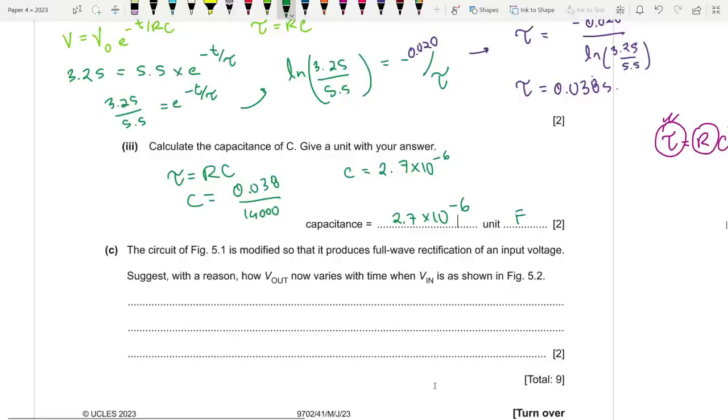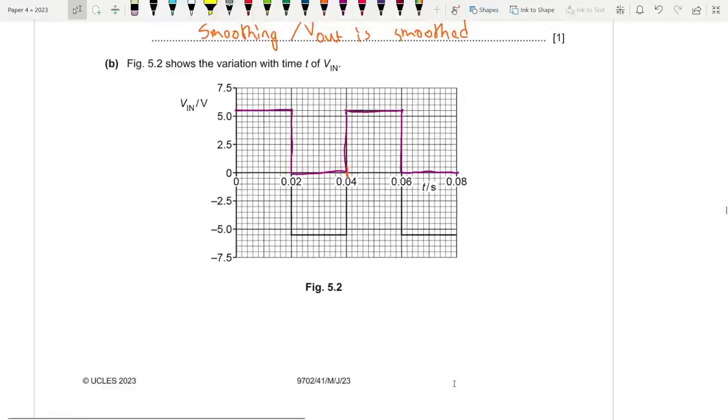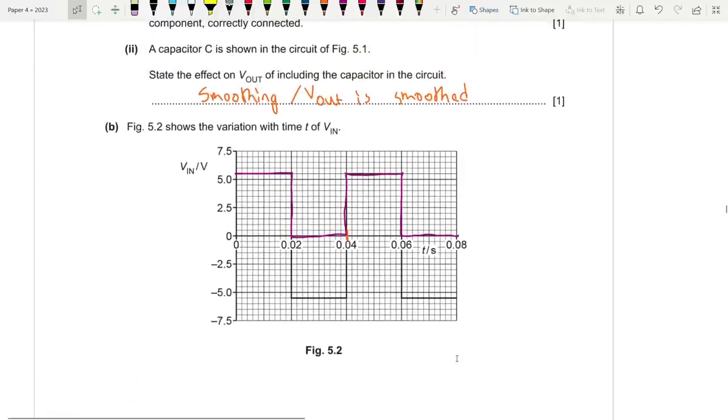Now the circuit in figure 5.1 is modified so that it produces full wave rectification. So we need 4 diodes in total. Now how does V out vary with time when V in is as shown in figure 5.2? It will appear like direct current, because after full wave rectification it actually turns into a modulus. Basically this whole part will be reflected above.